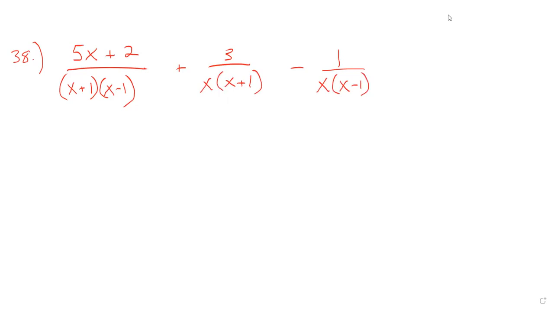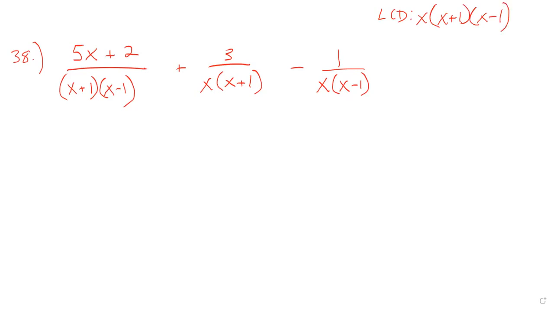So now I need to figure out what my LCD is going to be. And I'm going to make a note of it. So my LCD. Your LCD needs to include everything that you are showing. So you need to have a version of everything. So I see x's, just plain x's. I see x plus 1, x minus 1. So I need to include all three of those. So my LCD is going to be x times x plus 1 times x minus 1.